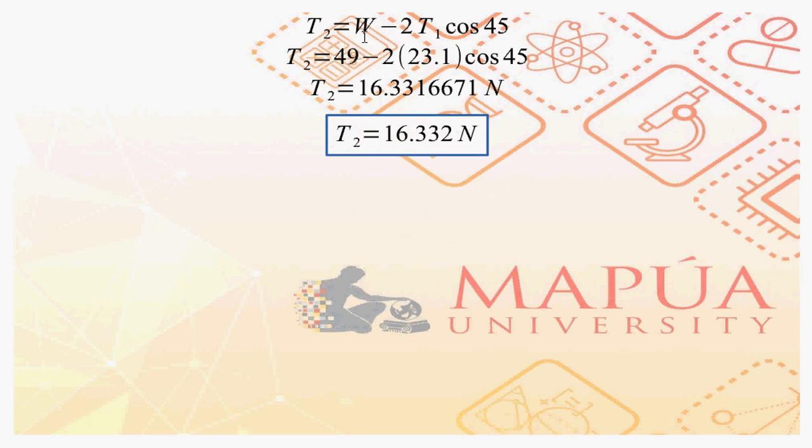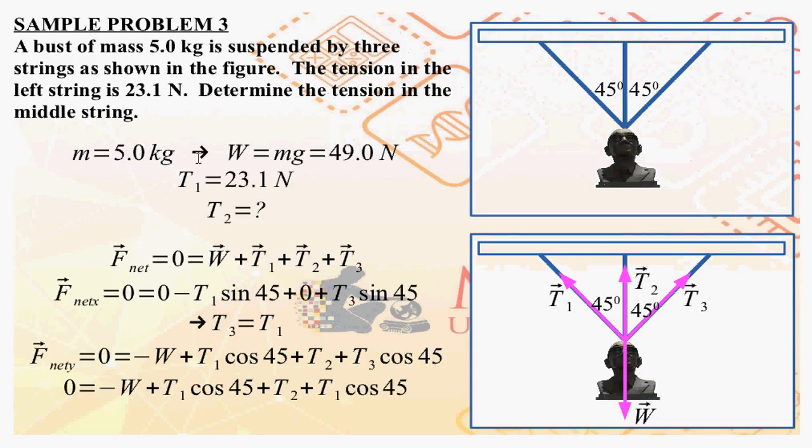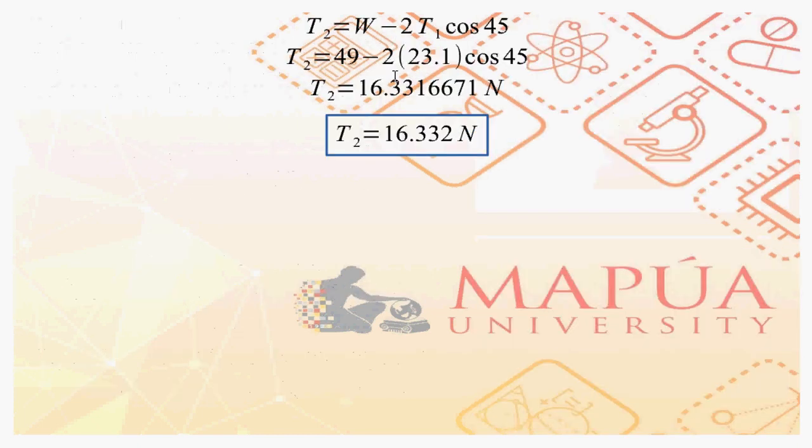We know W. We know T1. W is 49 newtons. T1 is 23 newtons. Plugging in the values, we are able to calculate the tension T2, the tension in the middle string, 16.332 newtons.